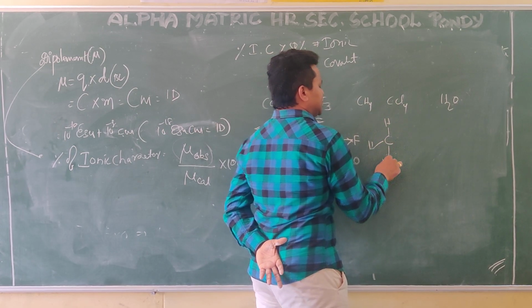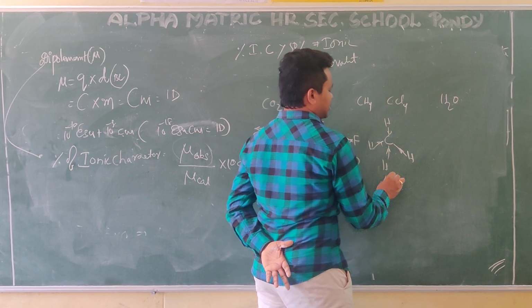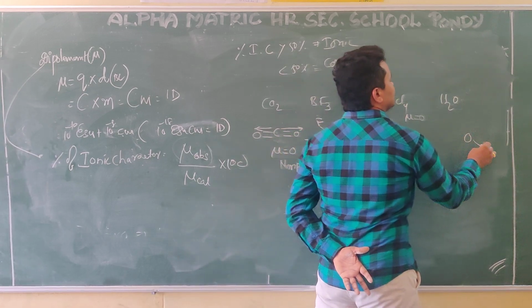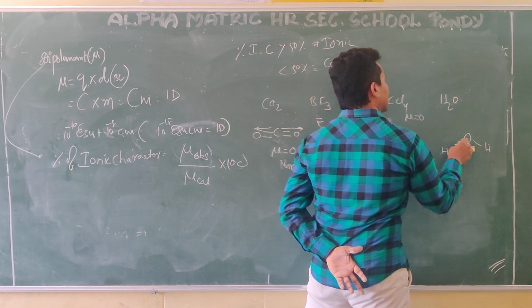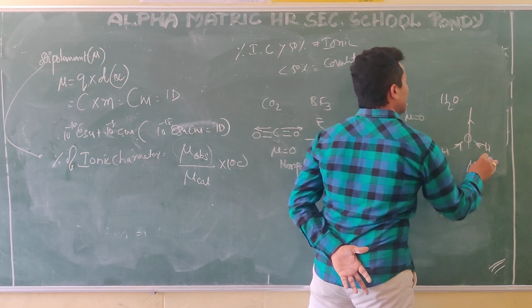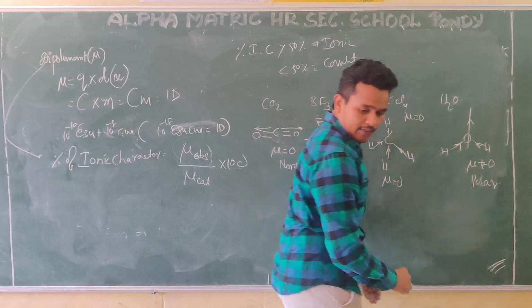CH4 is tetrahedral. Here all the vectors are going to cancel with each other, so the mu value is 0. CCl4 is also similar, mu value 0. In water, oxygen is coming like this. One vector is like this, one vector is like this, and the resultant vector will be like this. Mu value is not equal to 0. It is a polar molecule.